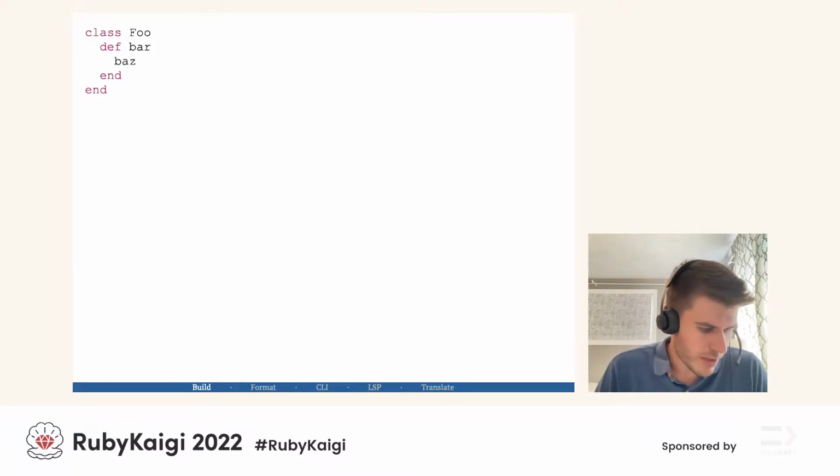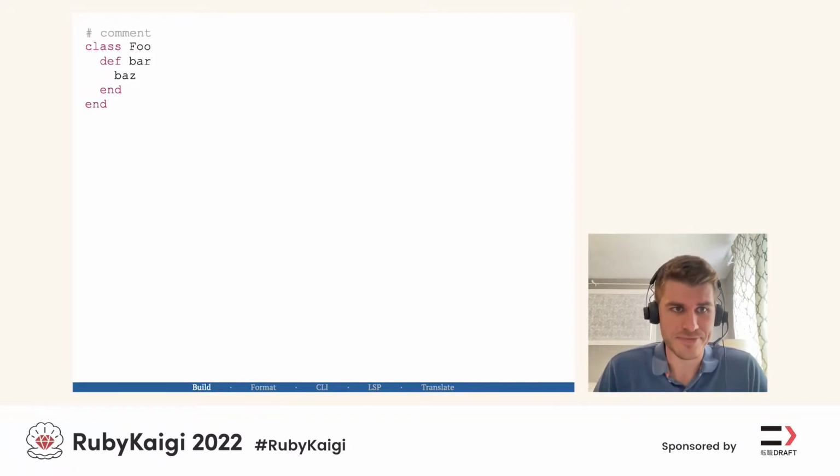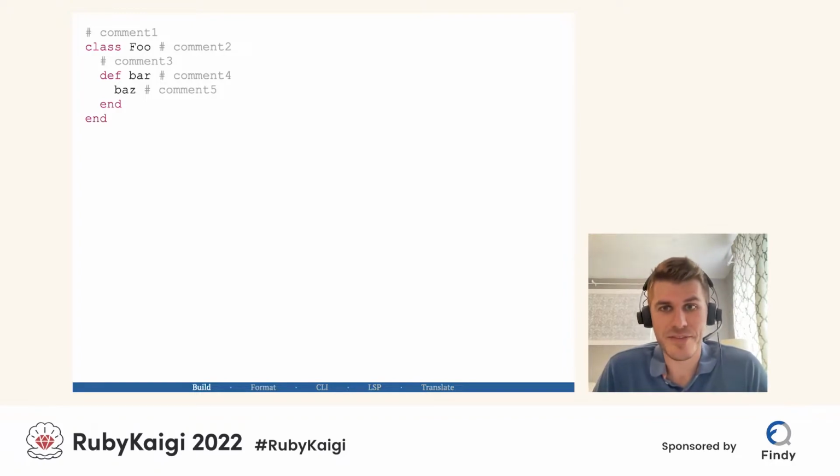Finally, one of the more difficult parts, I would say more than 50% of the work for this, is comments. Comments can really go kind of anywhere. You can see all of these snippets are valid Ruby. And if you're going to write a formatter, then you need to have them be respected. And this becomes very difficult.